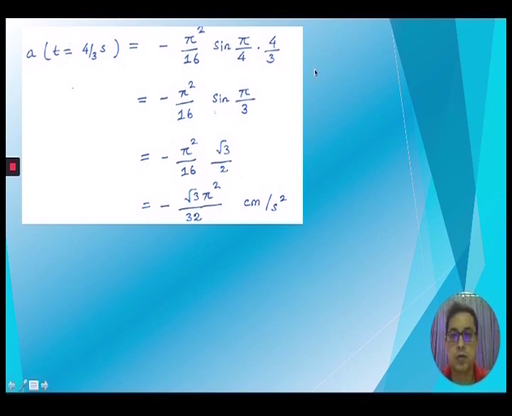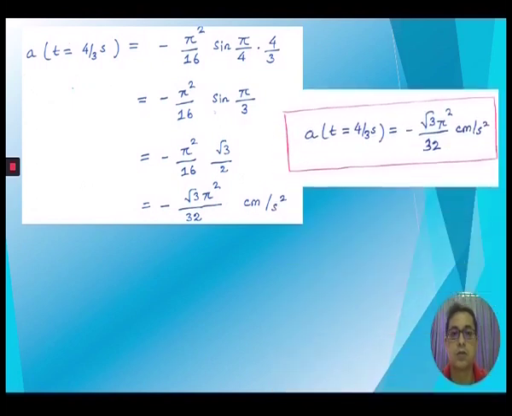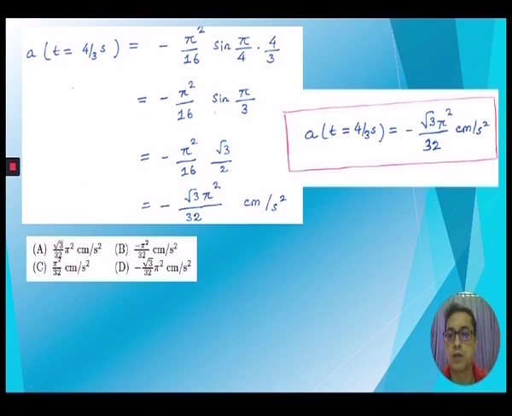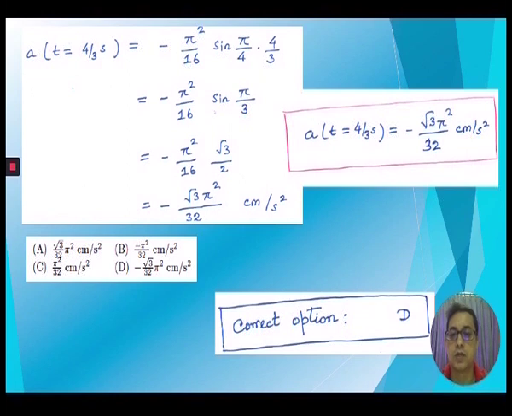If you put it in, these very simple trivial calculations are going to give you minus root 3 by 32 pi square centimeter per second square. Remember, the position was given in the unit of centimeter. So if you look at the options, you can immediately see that the correct option should be D.